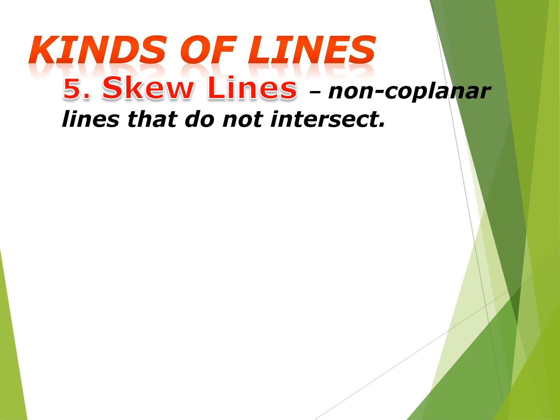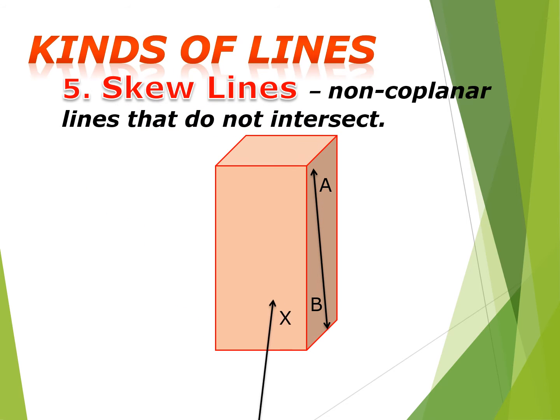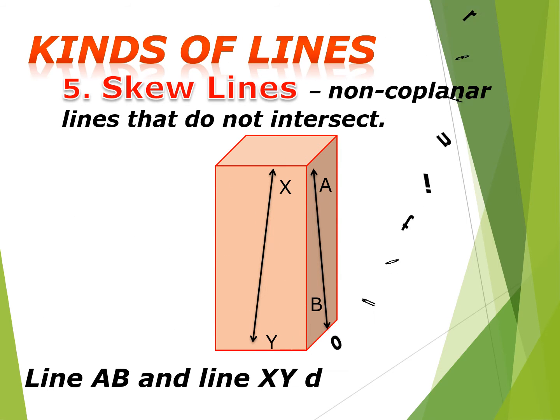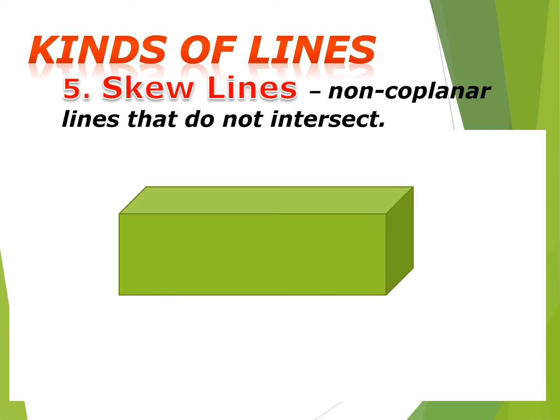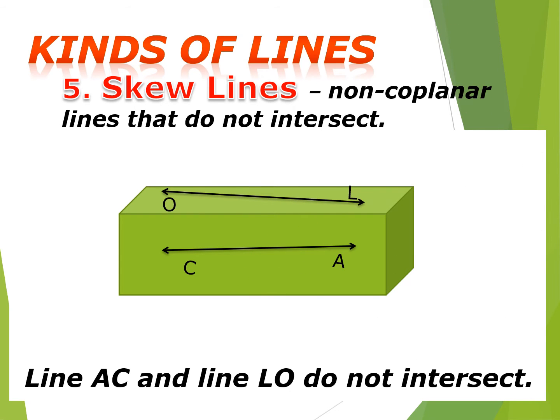Non-coplanar means that they are not on the same plane. If this is the case, the other one is on the other plane. So this is non-coplanar and they do not intersect. Line AB and line XY do not intersect. Next, this one and the other one: line AC and line LO do not intersect. So these are skew lines.